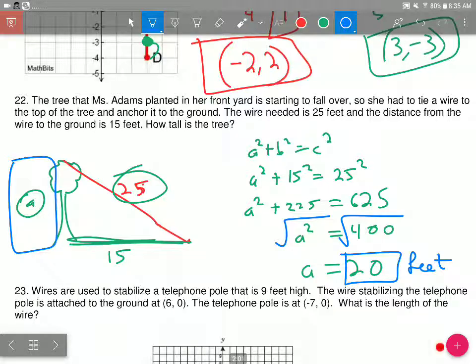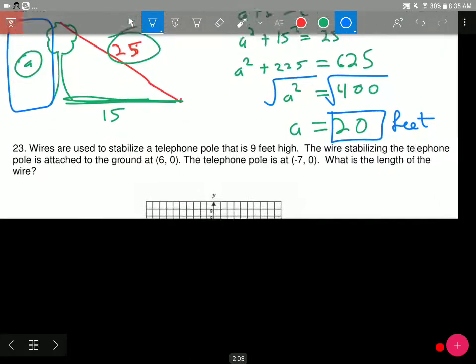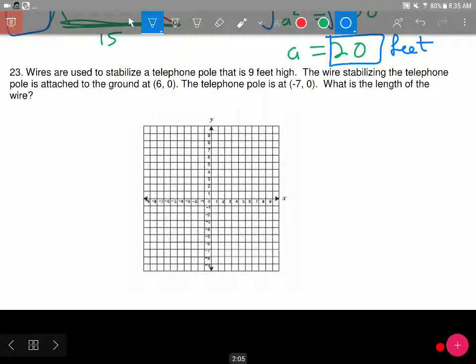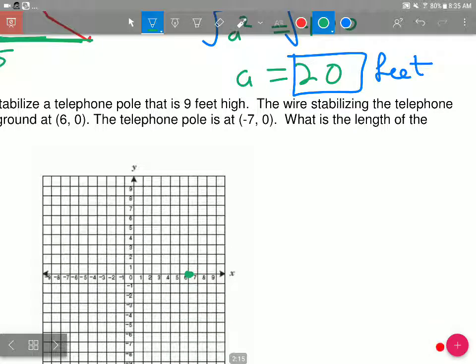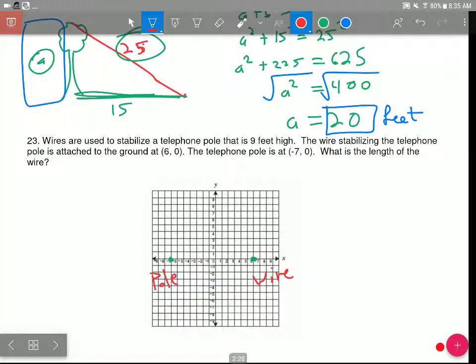Cool. Wires are used to stabilize a telephone pole that is 9 feet high. The wire stabilizing the telephone pole is attached to the ground at 6, 0. So I'm going to zoom in a little bit. 6 right there. That's where the wire meets the ground. The telephone pole is at -7, 0, so there's the pole. So I'll label this. This is the wire. This is the pole. What is the length of the wire?